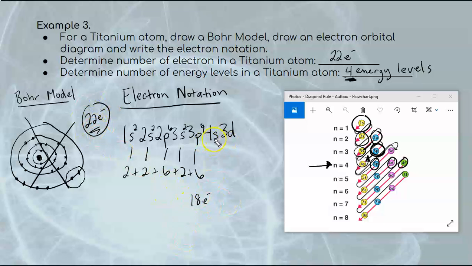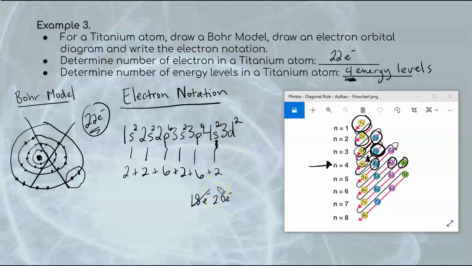Well, 4s, even though this s sublevel is on the 4th energy level, it can still only hold 2 electrons. So I'm going to put 2 in there. So if I add another 2, now I have 20. Again, I have 22 in total, so where do the last 2 go? I'm going to put them on the 3d sublevel.